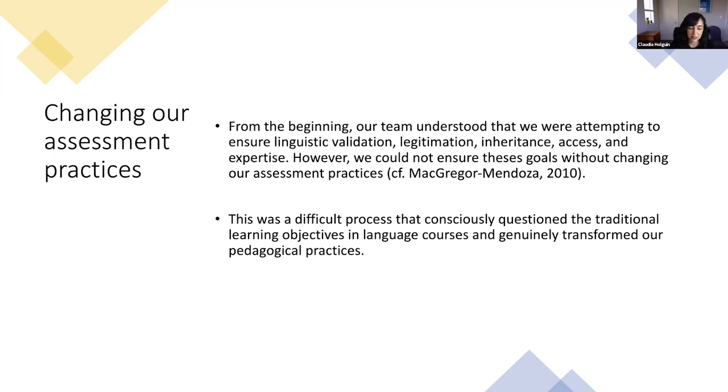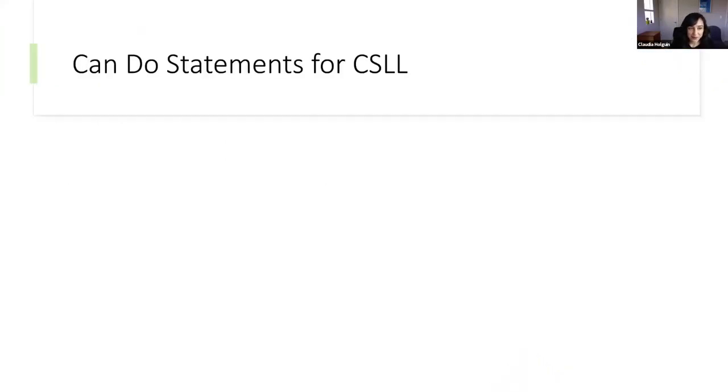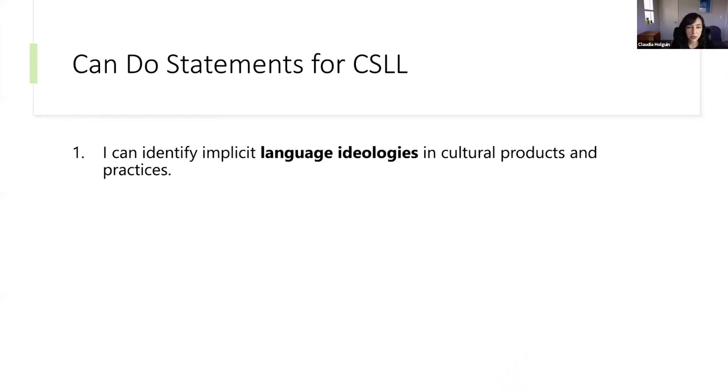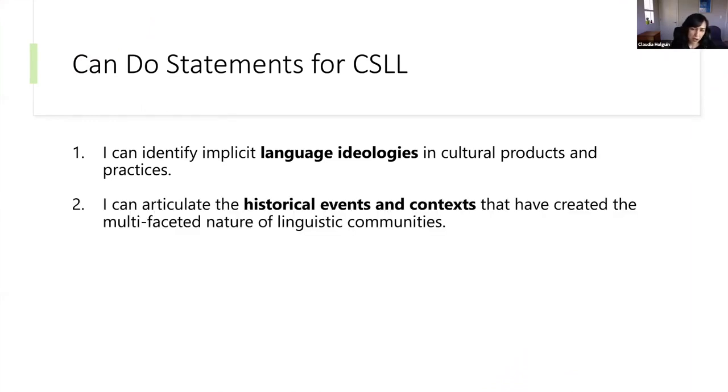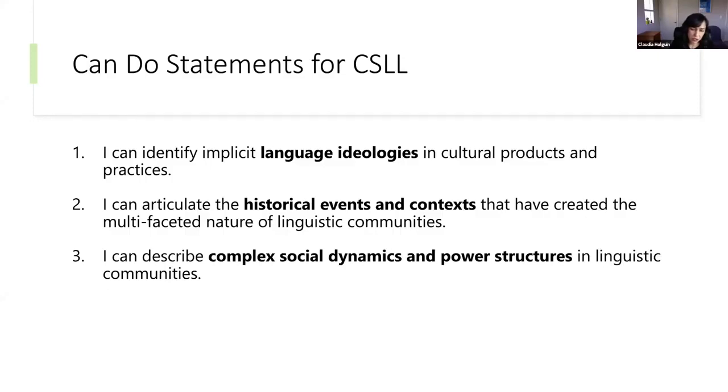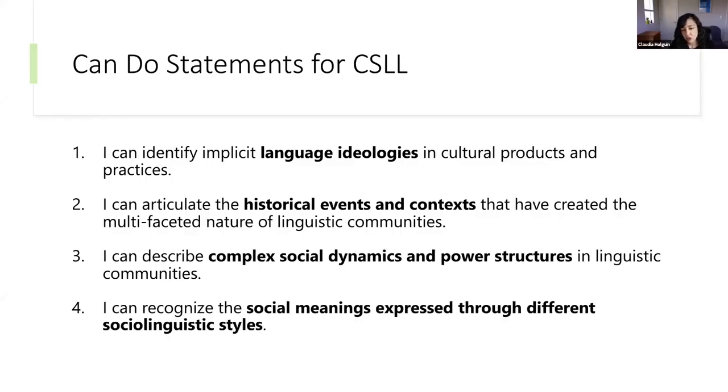And I cannot emphasize this enough. How were we able to do this? Well, we took, as you may know, the can-do statements in the ACTFL guidelines, and we transformed them for CSLL. How does this look? Well, we took four principles for the statements, and these were language ideologies, historical events and contexts, complex social dynamics and power structures, and the social meanings expressed through different sociolinguistic styles. And this is how they look in a can-do statement.